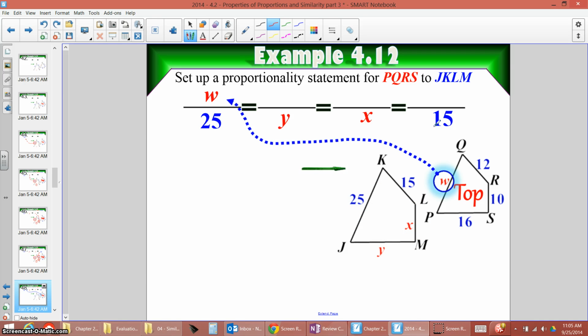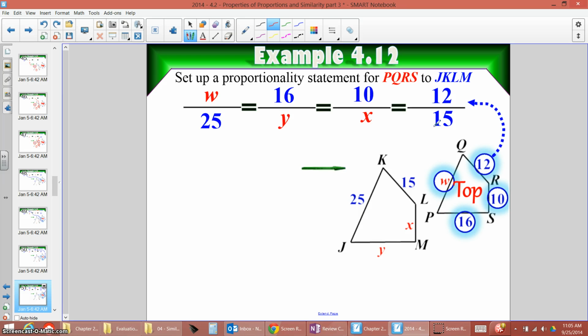And I go in the same order. W, 16, 10, 12. Now, if you want to find each one individually and do 25 over W, Y over 10, 16, sorry, and then do X and 10 and 15 and 12, that's fine. You could also start on this side. You could say W to 25, 16 to Y, 10 to X, 12 to 15. It wouldn't matter as long as you set up the proportional statements correctly.